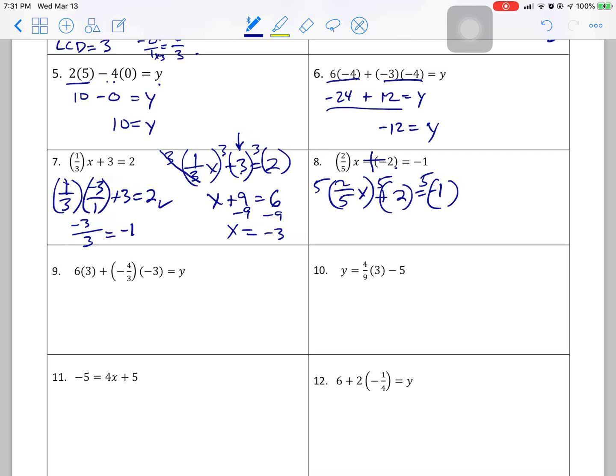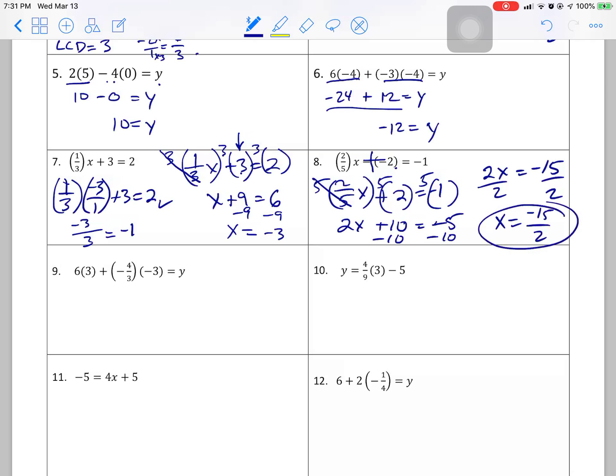Some people can, if you subtracted 2 and moved this to the other side first, that's fine too. So this would be 2x plus 10 equals -5. I think we had ones like that on the test we just took. Move the 10 over. Add two negatives together, get a bigger negative. Isolate the x. This doesn't reduce.